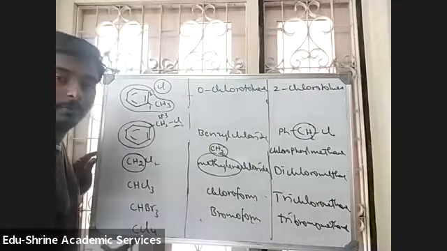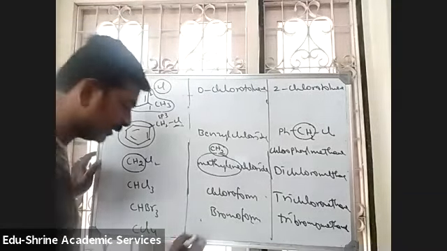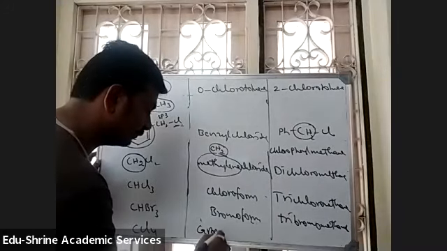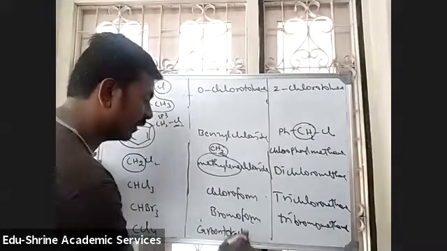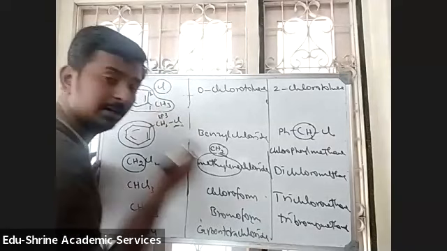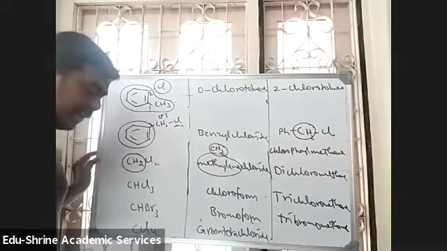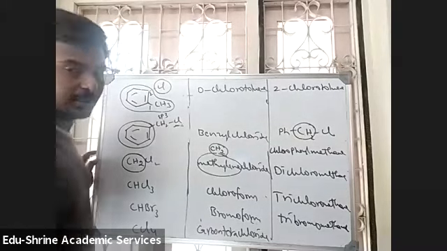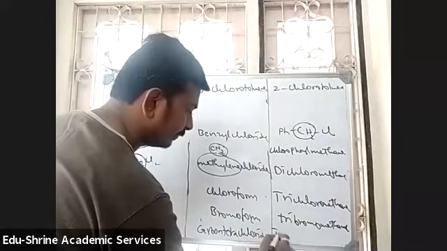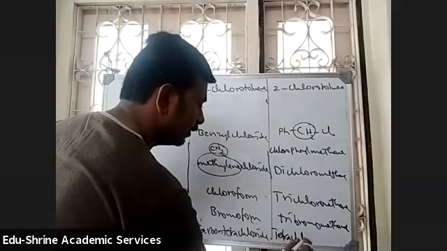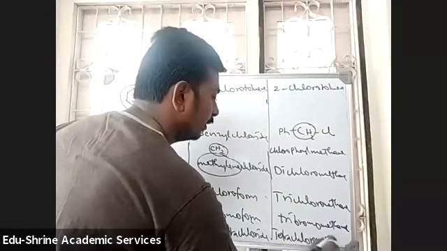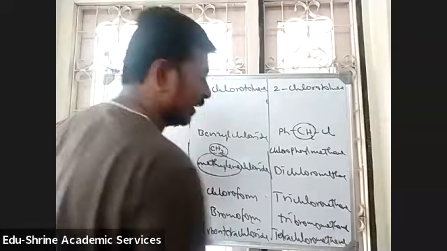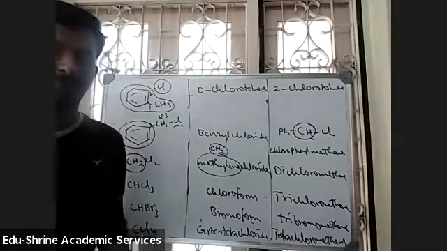Common name of this compound? CCl4. Yes. Carbon tetrachloride. Okay. Common name of this is carbon tetrachloride. What about the IUPAC name of this one? Yes, it is tetrachloromethane. Tetrachloromethane, because all the four hydrogens of methane are replaced with chlorines. Okay.